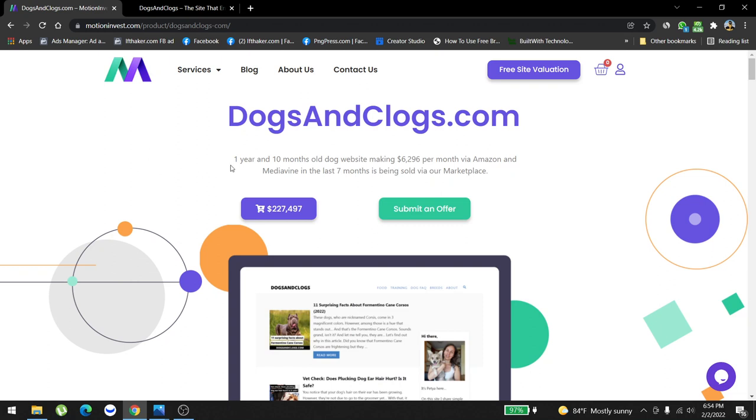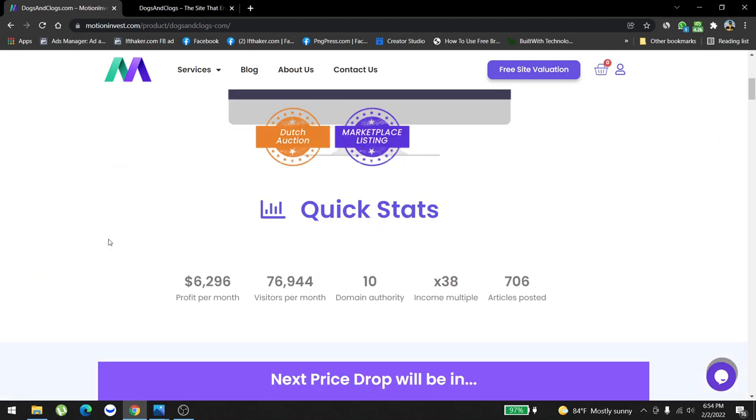Okay, so number one is the domain age. The website and the whole business is around 1 year and 10 months old, a dog website, making $6,296 via Amazon and media buying for the last 7 months. So it's running two types of monetization platforms. One is Amazon and another one is media buying. For those of you who don't know what media buying is, it's an advertising platform.